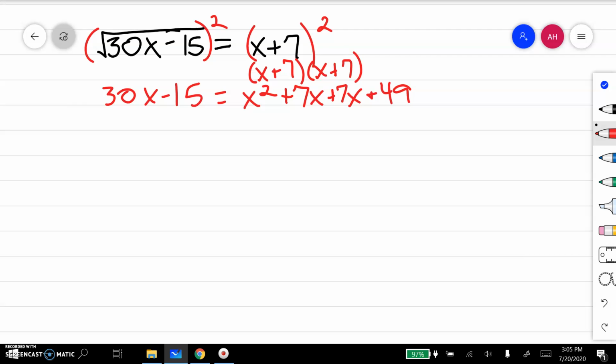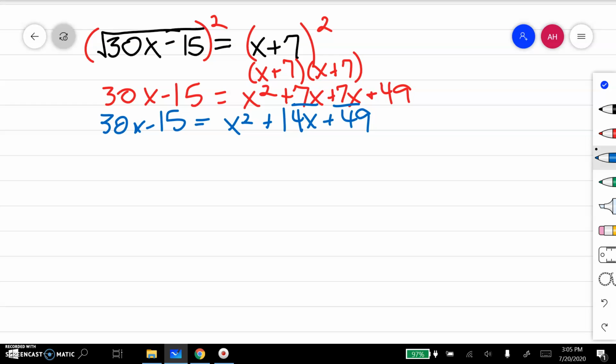Okay, the next thing I'm going to do is go ahead and combine my like terms. So we have 30x minus 15, nothing to combine on the left side. On the right side, we have x squared, and then 7x and 7x gives me 14x plus 49 over here. Now, remember that when you have x squared in an equation, you need to get everything over to that side so that you can factor it. So I'm going to subtract 30x to move it over here. And I'm also going to add this 15.